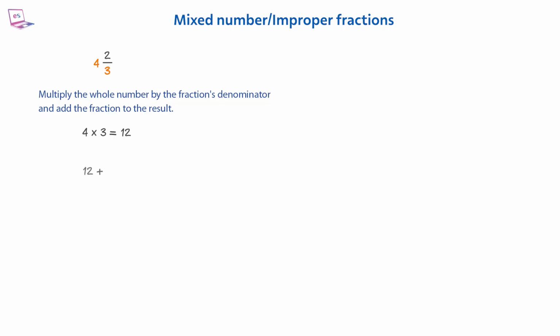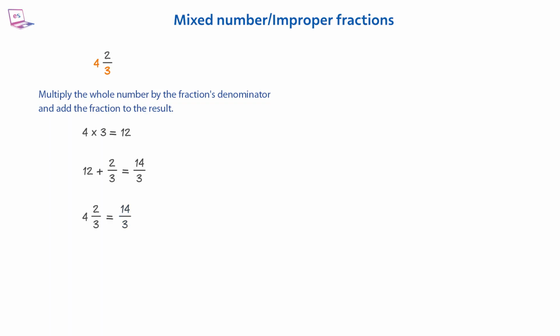Now, let's add the fraction to 12. It will be 14 over 3. 4 and 2 over 3 equals 14 over 3. 14 over 3 is an improper fraction, as the numerator is larger than the denominator.